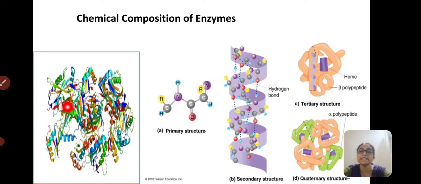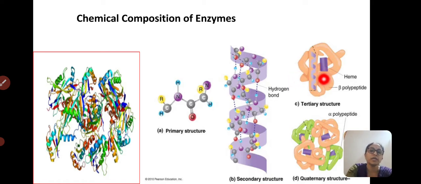And we can see this is the three-dimensional picture of the enzyme. The enzyme primary structure will be like this, and when it gives a proper secondary structure, you can see the enzymes in the form of either alpha helices or in the pleated forms. And in the tertiary structure, we can see the joining together of the alpha helix and the pleated structure.